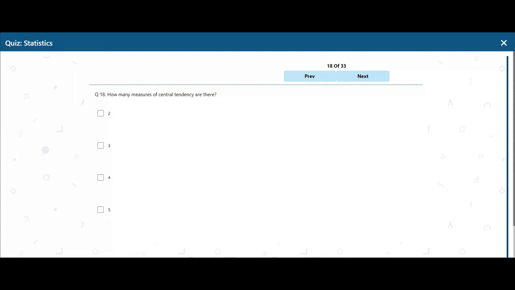Next is Shweta. How many measures of central tendency are there? Easy question. 3. Option 2, ma'am. No need to calculate also for you. Sneha, how will you find the mode of the data? Option 3, ma'am. Easy for you.